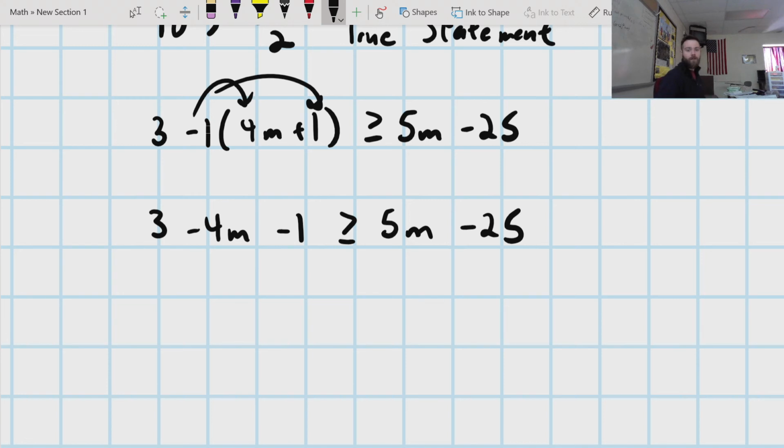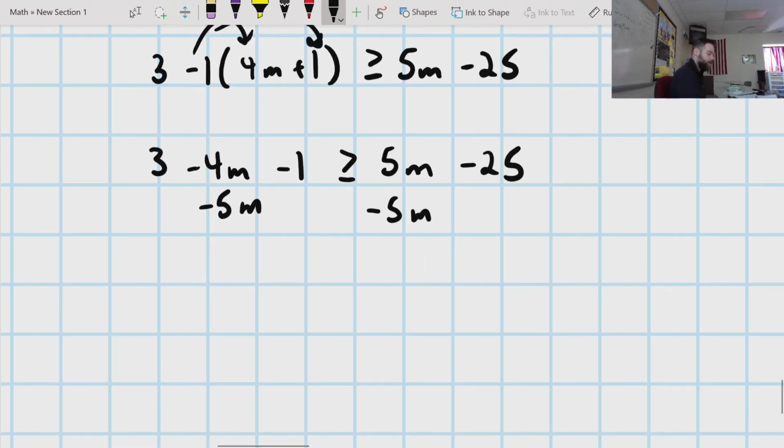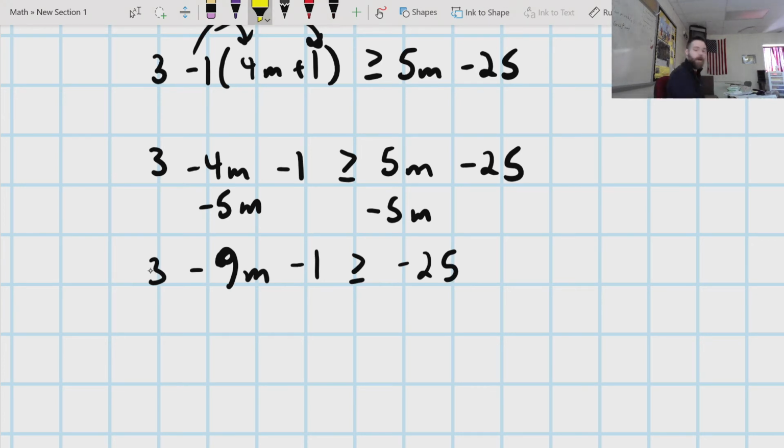So that's distributive property, so make sure that negative distributes to both terms. And then what we're going to do is collect all the m's. So if I subtract 5m from both sides of this inequality, I get 3 minus 9m, negative 4 minus 5 is negative 9, minus 1 is greater than or equal to negative 25. So now I'm going to combine like terms on the left-hand side. So your like terms are your constant terms. Remember, numbers don't commute unless they have variables with them. So 3 minus 1 will be 2. So I've got 2 minus 9m is greater than or equal to negative 25.